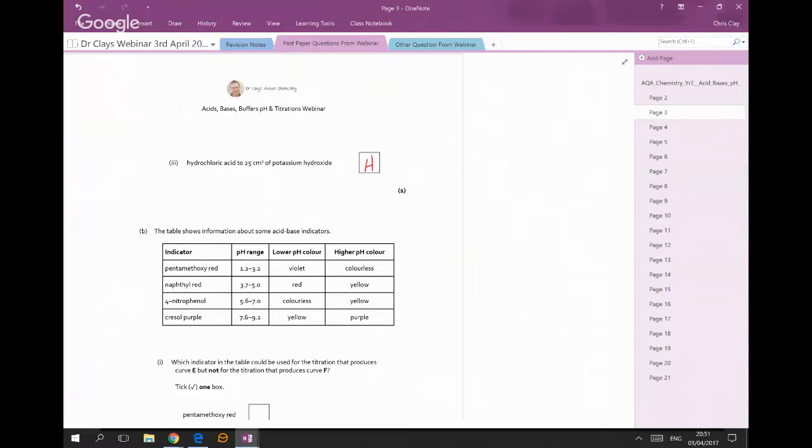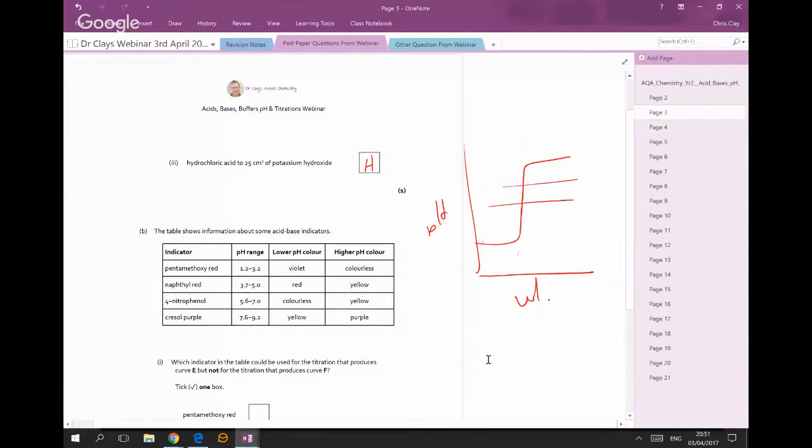Now, no particular issues there with drawing those. You could be asked to identify, or you could be asked to draw those. Either way, make sure you're aware. Then we might be asked to decide on a suitable indicator for a given reaction. The key thing is that we want an indicator which is going to work over, if we've got pH here on the side, we've got a volume added. We want our pH indicator to work when our graph is showing a sharp change in pH.